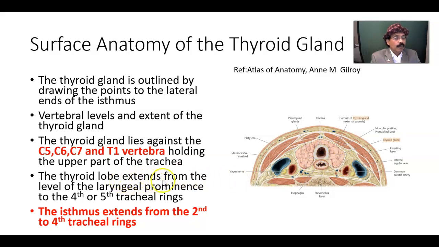The thyroid lobe extends from the level of the laryngeal prominence to the level of the 4th to 5th tracheal rings. Isthmus is very important. That is usually cut during the tracheostomy operation. Okay, so isthmus extends from the 2nd to 4th tracheal rings.